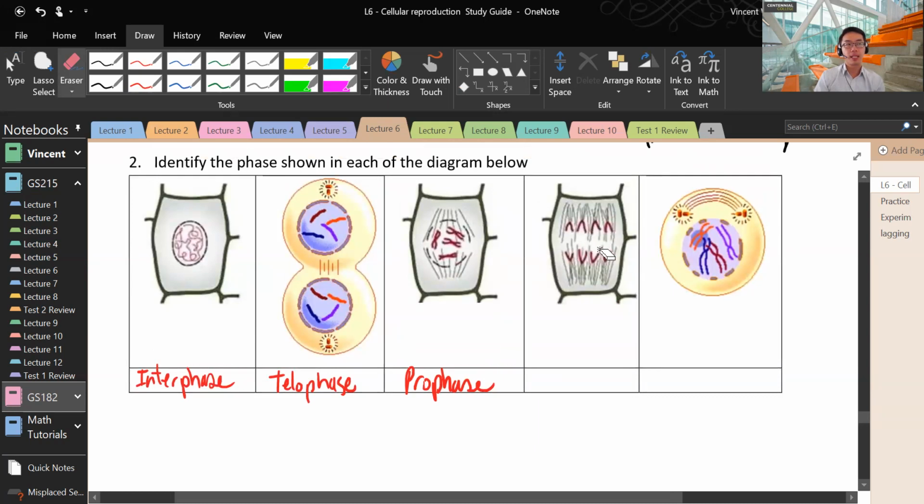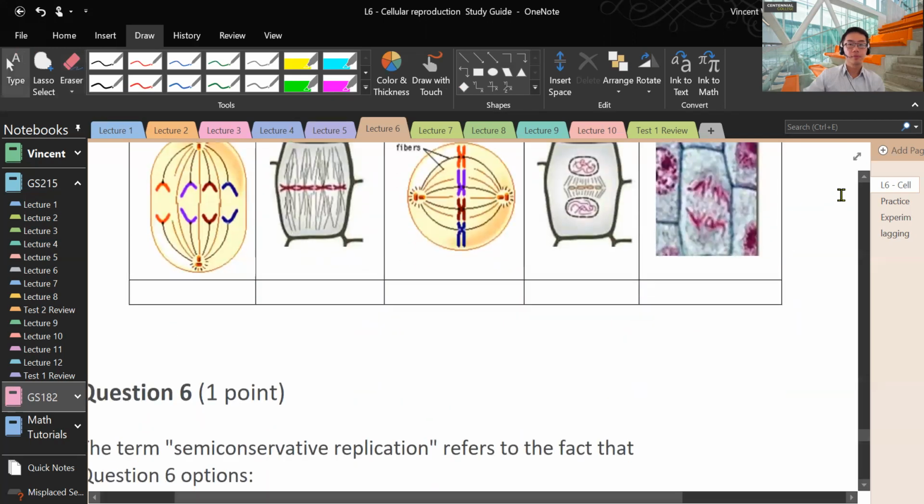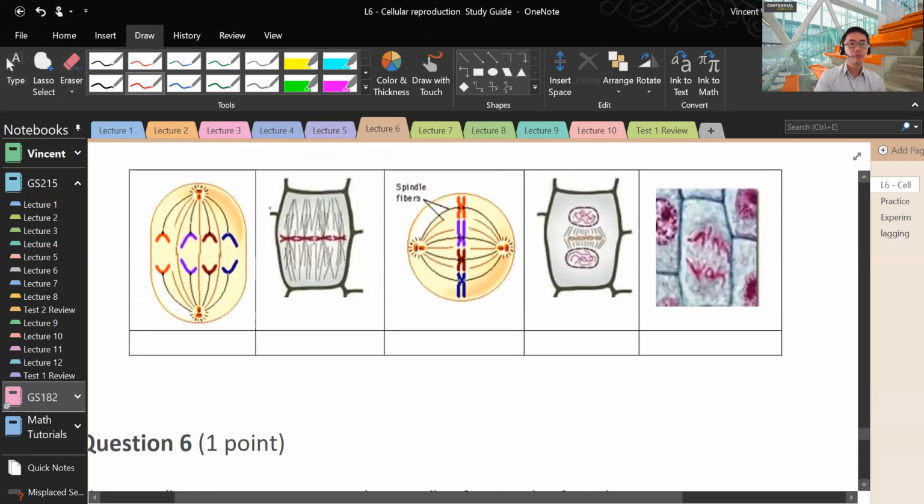Chromosomes are being separated here. That is anaphase. Over here, again, you can see the centriole starting to move to the opposite side. You get some spindle fibers. The nuclear envelope is dissolving. That is prophase. Okay, this is an animal cell. This is a plant cell. Anaphase.